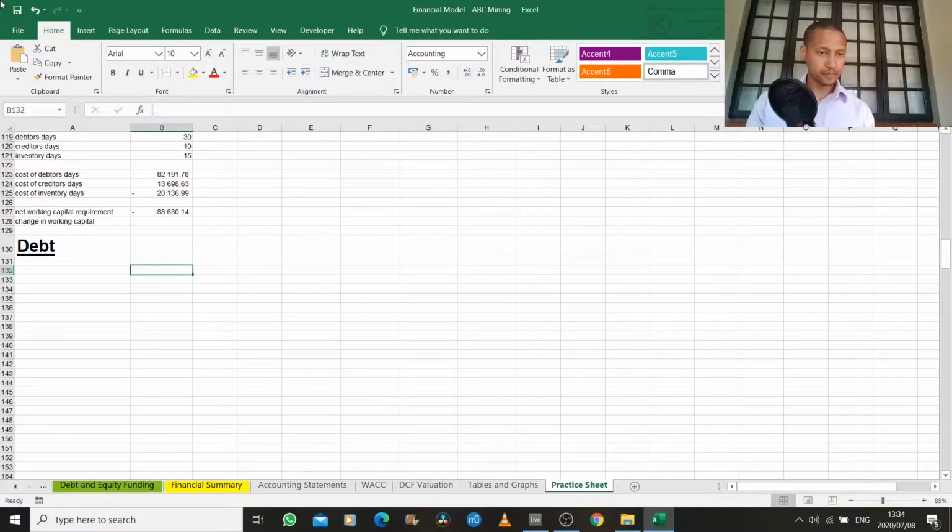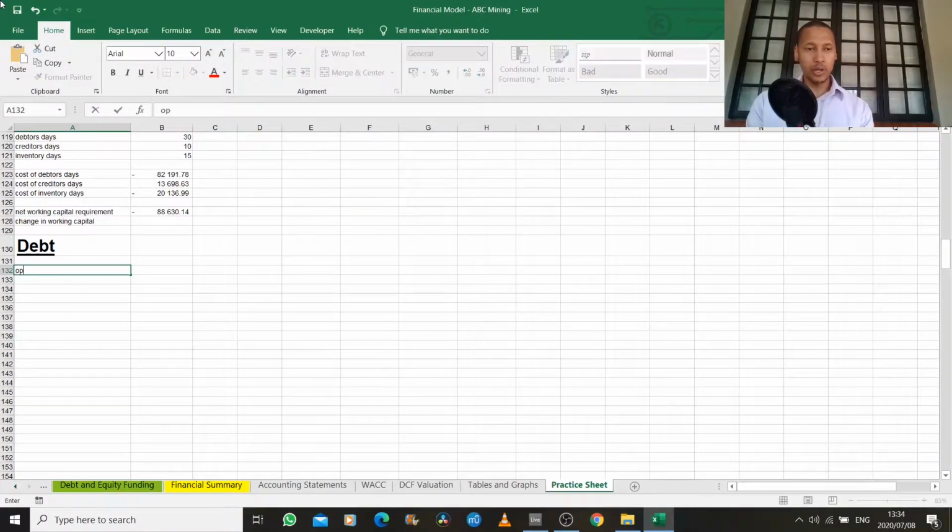Let's see. You'd have your opening balance. You'd have the amount of money that you draw under your debt facility in the year. You'd then have your interest charge.